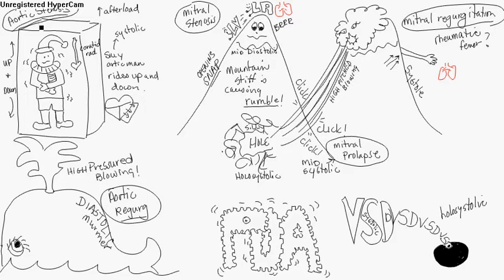This causes an increase in afterload. It leads to left ventricular hypertrophy. There's turbulence in flow going through the narrow orifice during ejection, leading to a systolic murmur. Silly Arctic man rides up and down. So it's a crescendo-decrescendo systolic murmur. It commonly radiates to the carotids. That's what this is, the carotid artery. So that's aortic stenosis.